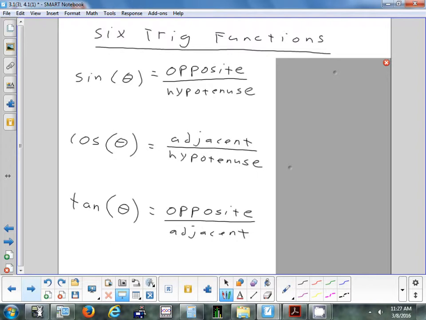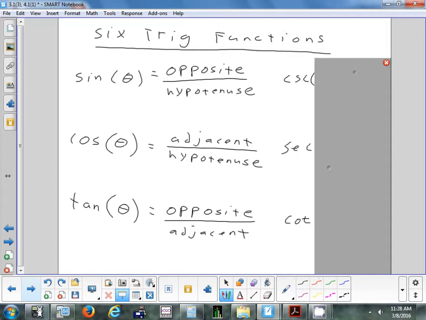Right. Now, the other 3 trig functions we don't use as much. The reason we use these 3 a lot is because we have buttons on the calculator for them: sine, cosine, tangent. Can anybody give me the names of the other 3 trig functions? Yep, the cosecant. And the second one, I don't know how to say it, but it's SEC. The secant. And then the COT, cotangent. So we have the secant, the cosecant, and the cotangent.